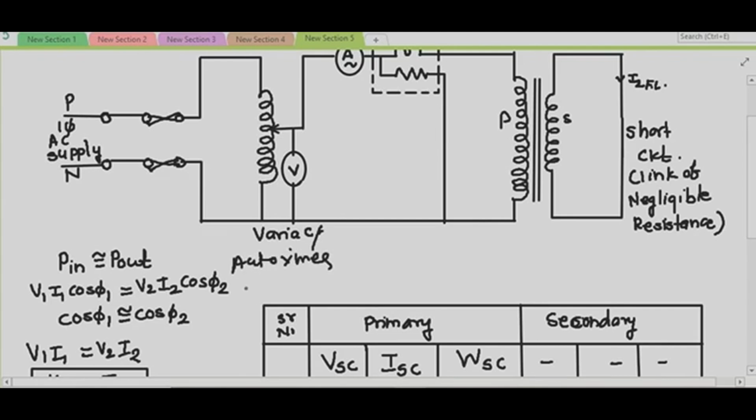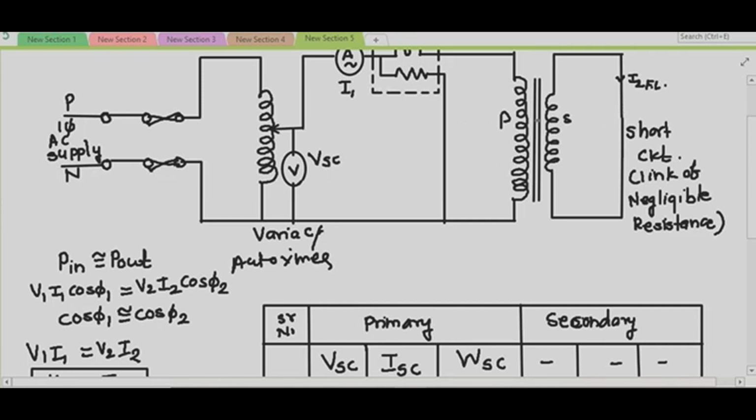So here, by means of this variac, we have to increase the voltage until this ammeter indicates the rated current of your primary. If the voltage exceeds this value, then your winding may get damaged due to overheating by heavy circulating current. If this VSC goes beyond its value, then this I1, the short circuit current, will go beyond its value.